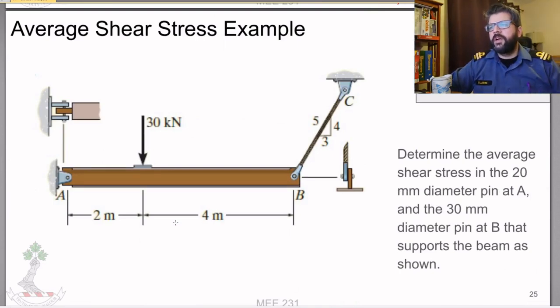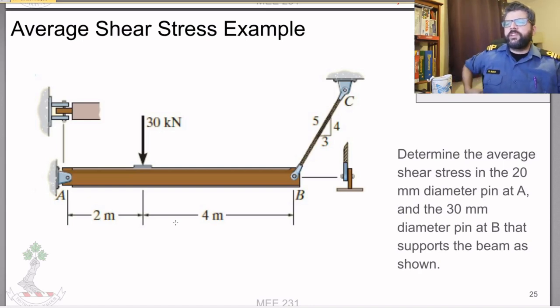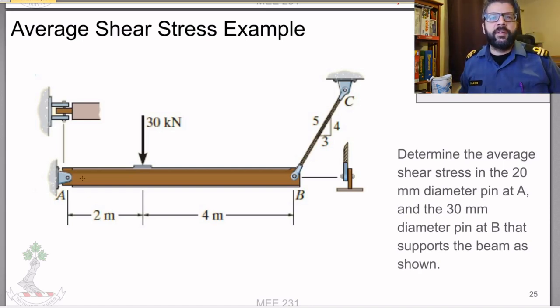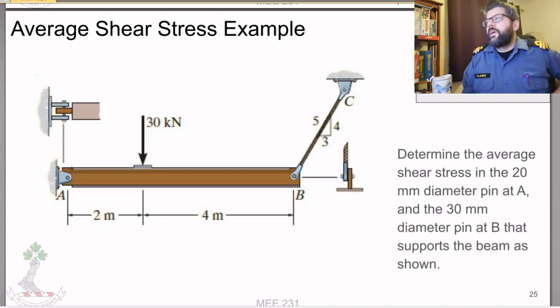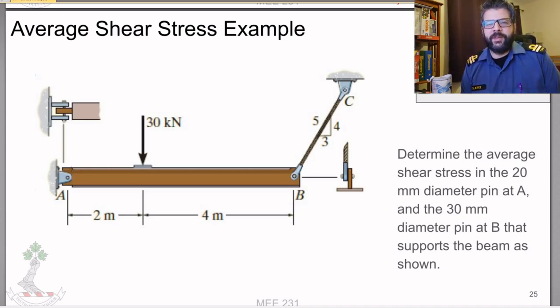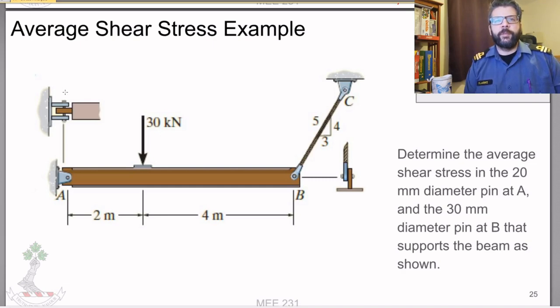Okay. So another example, if we want to figure out the average shear stress in the 20 millimeter diameter pin that we have here at A. So again, we've been dealing with pinned connections for our equilibrium conditions quite a lot. But we haven't been worried about what's happening at the pin. We've been worried about what the pin does to other stuff, but we haven't been worried about the actual strength of the pin that's carrying that load. So this time we are. So we're worried about this 20 millimeter pin here and this 30 millimeter pin here. So let's go have a look at that.